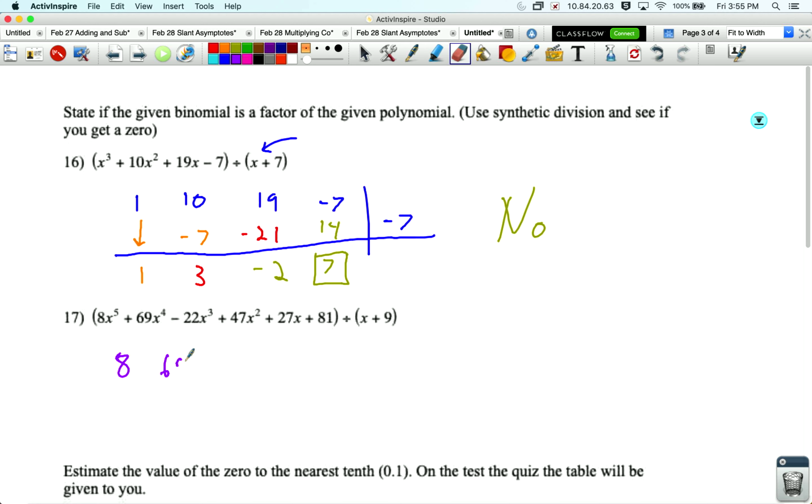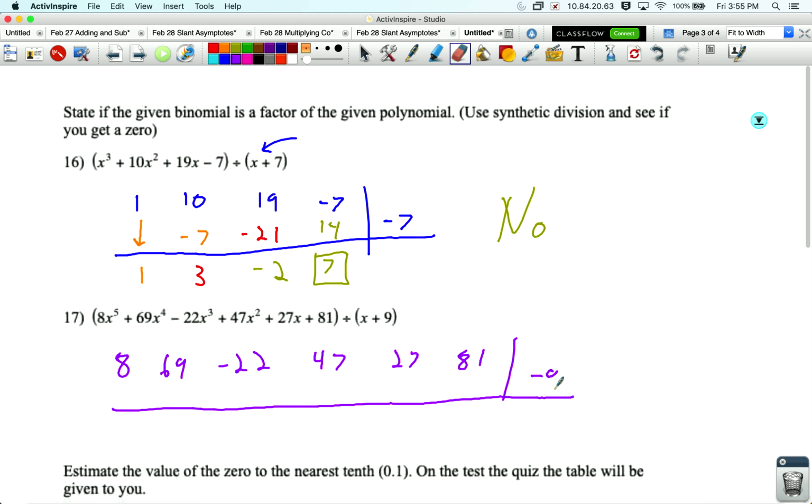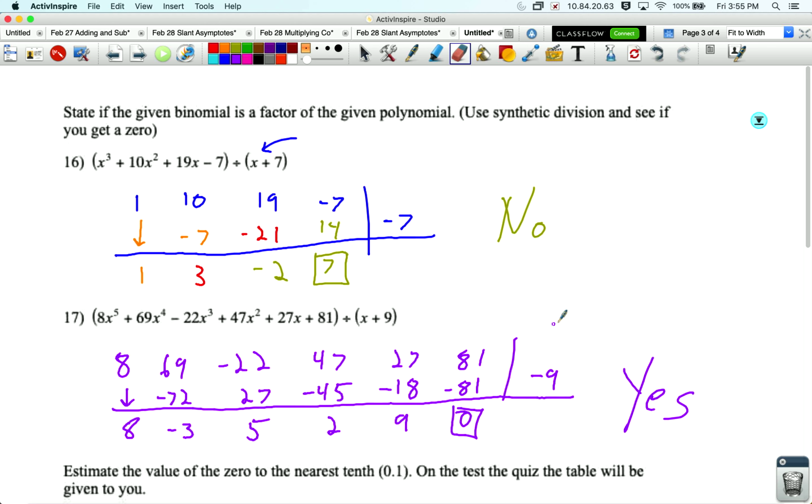8, 69, -22, 47, 27, 81. Test it with the -9. Drop down the 8, -72, add the column, -3, +27, +5, -45, +2, -18, +9, -81, 0. Yes, we did just find a factor. This is a factor, this is a root.